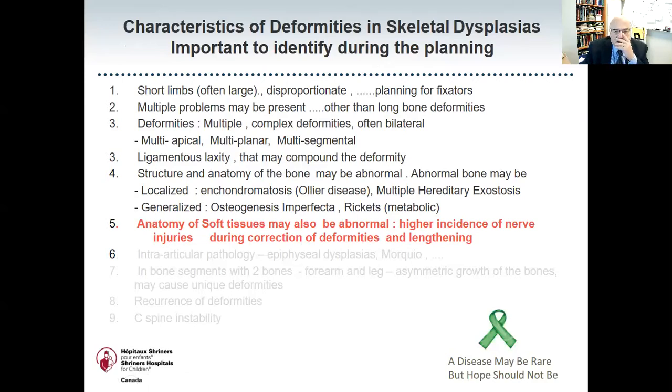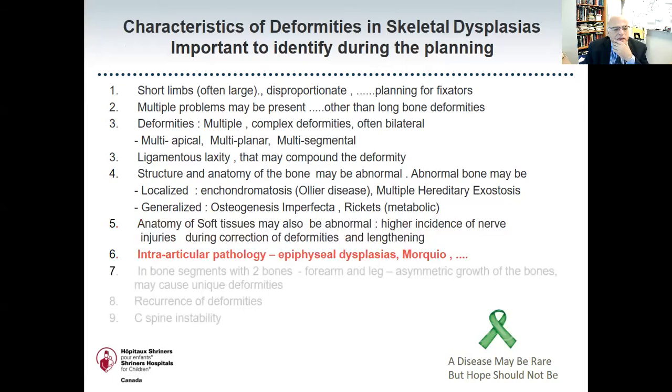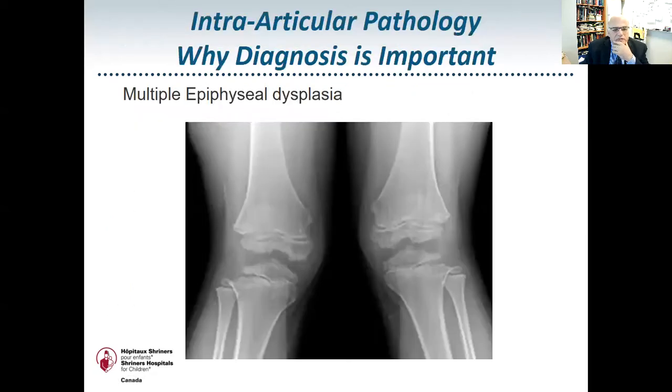The next characteristic is that the anatomy of the soft tissues may also be abnormal, and because of this, the anatomy is disturbed, and there is a higher incidence of nerve injury after correction of deformities in these patients. Many patients have intra-articular pathology. For example, this patient has multiple epiphyseal dysplasia, and it's very important to recognize this because the prognosis for the articular cartilage is guarded, and this patient may end up with early degenerative arthritis.